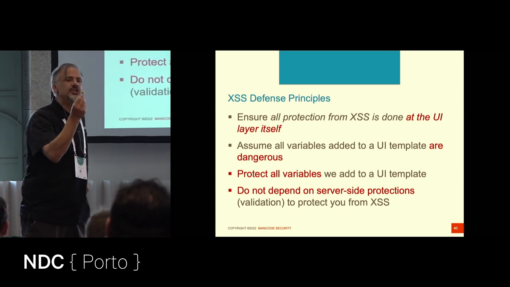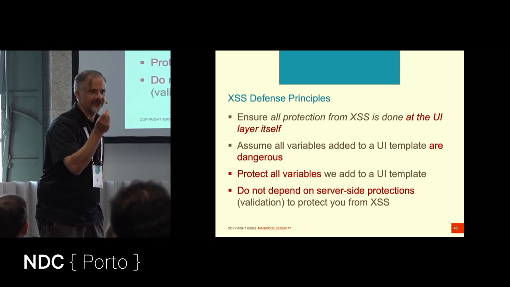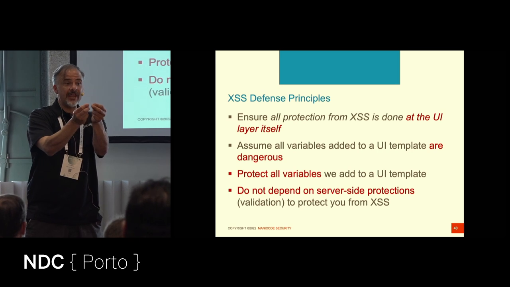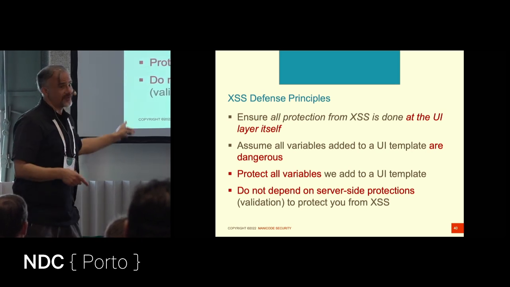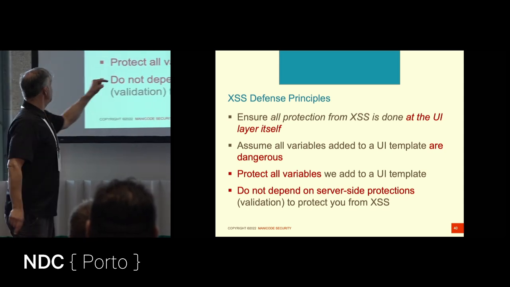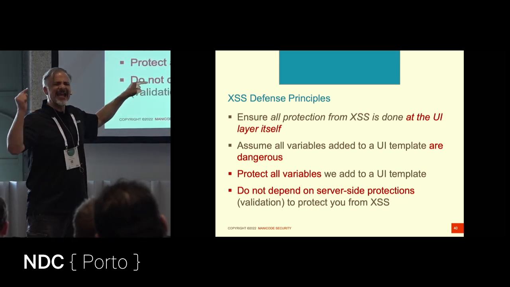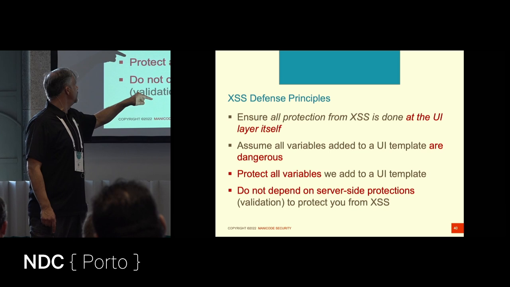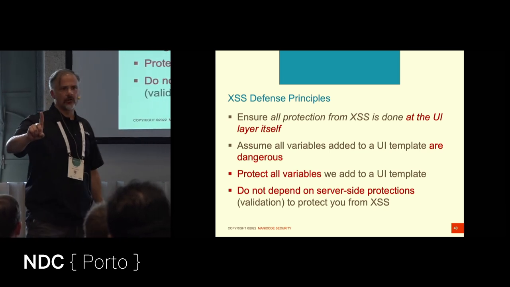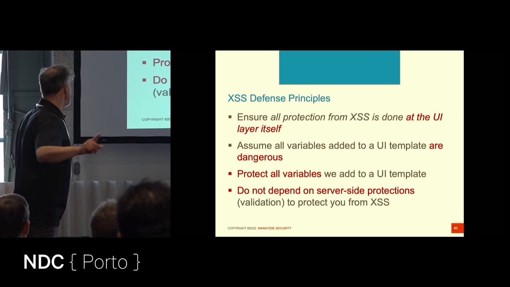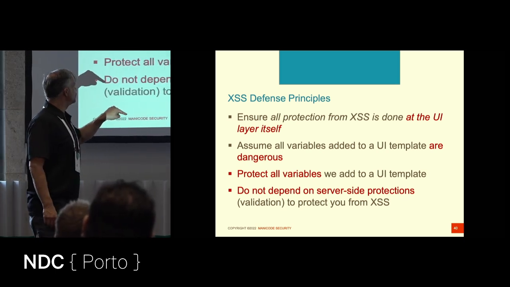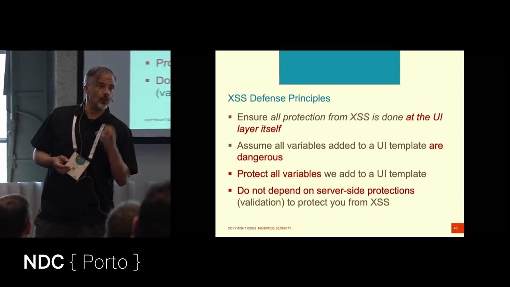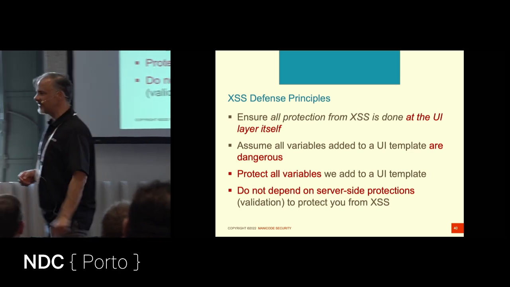So this is about injection resistance. The best place to stop injection is where the dangerous variable hits the parser. In a SQL statement, it's when you parameterize a query. With XSS, it's when you're building a UI. So when I start adding variables to a UI, I assume every variable is dangerous, and I protect every variable I add to a UI template. No variable gets a free raw ride. That's why Apple had XSS. They made that mistake. And I never depend on server-side protections like validation to protect me from XSS. I build user interfaces that are 100% robust to XSS.